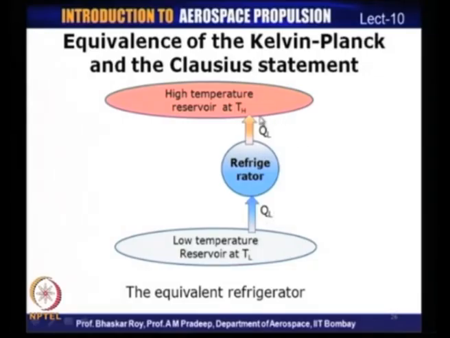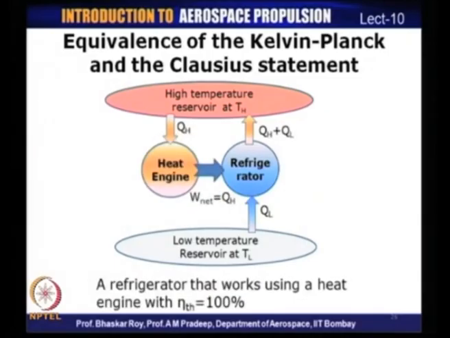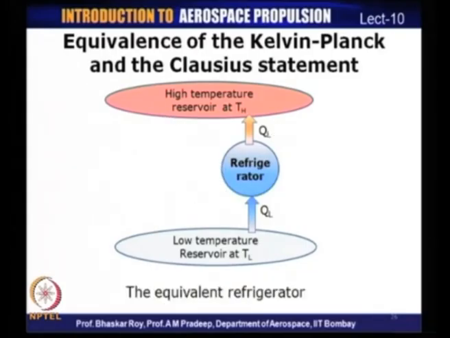Now, this is a clear violation of the Clausius statement, which states that you cannot have a refrigerator which has a net effect of transferring energy from a low temperature reservoir to a high temperature reservoir without any work input. So, here is a refrigerator which does not require any work and is continuously transferring energy from low temperature to high temperature. So, this system, which consisted of a heat engine with 100% efficiency and therefore clearly violating the Kelvin-Planck statement, in combination with a refrigerator, becomes an equivalent refrigerator which violates the Clausius statement.